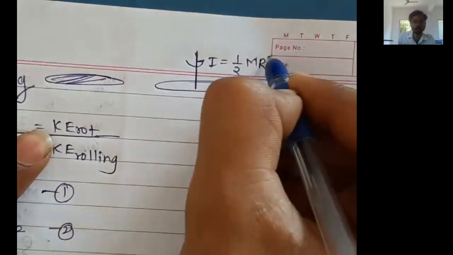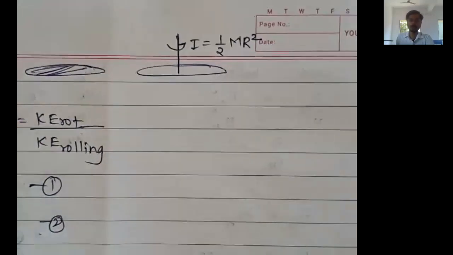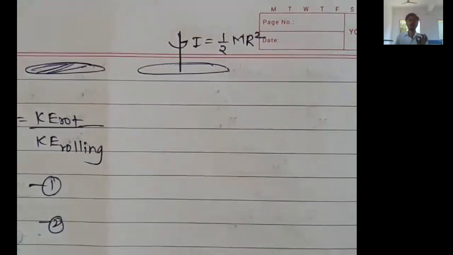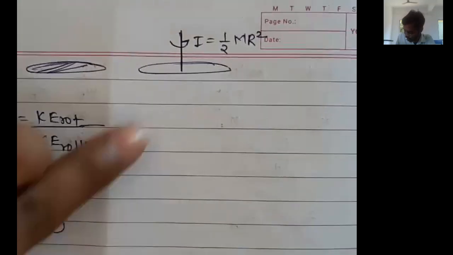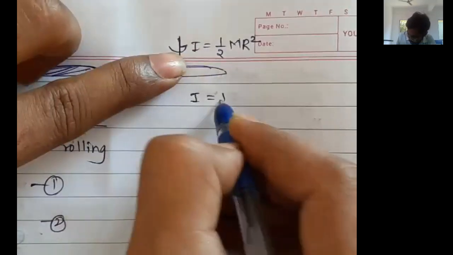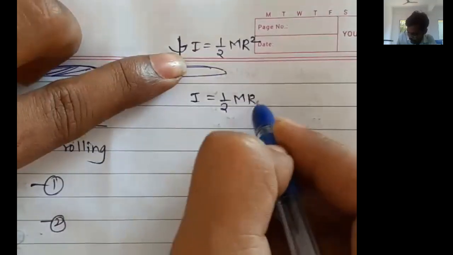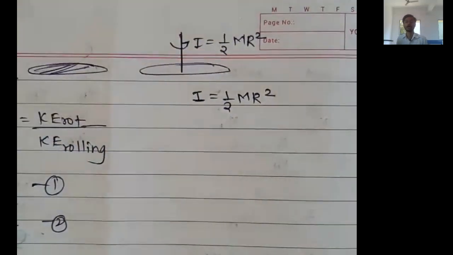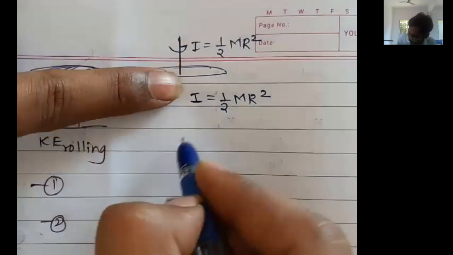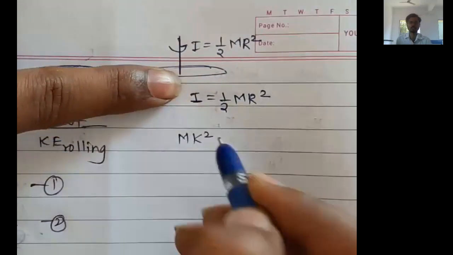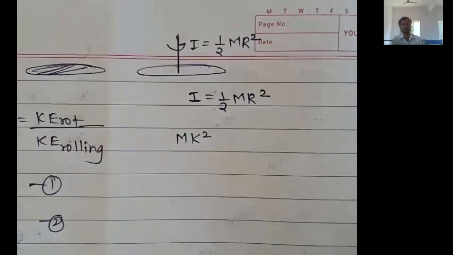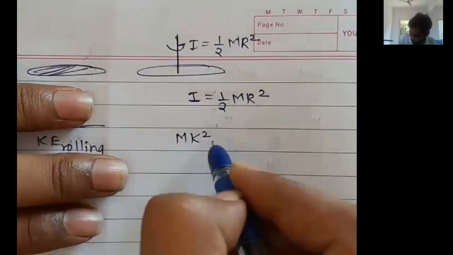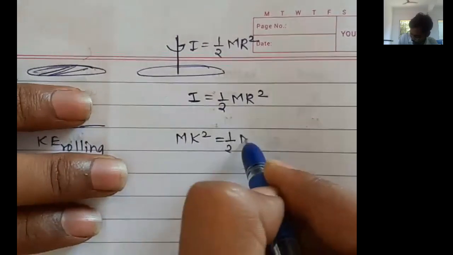And I have already taught you that the value of k square upon r square is the coefficient of mr square. Why, sir? Because I is equal to 1/2 mr square. Always, to find out k square upon r square, you have to replace the moment of inertia by mk square. So we replace I equal to mk square by 1/2 mr square.